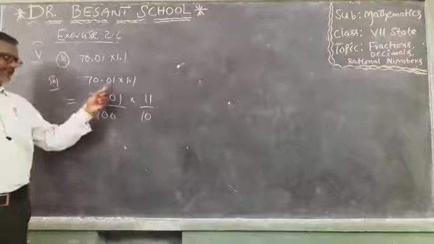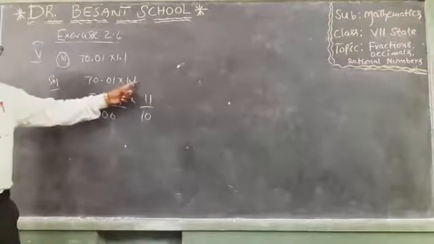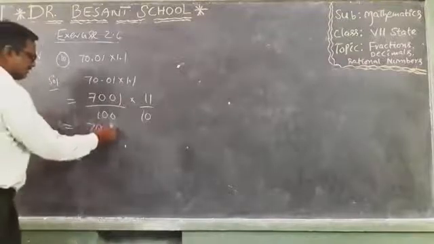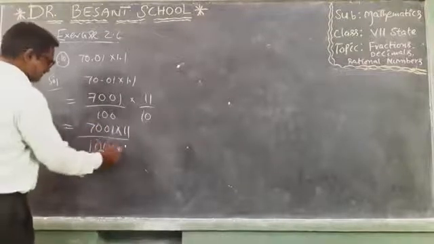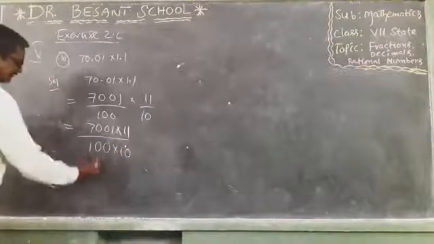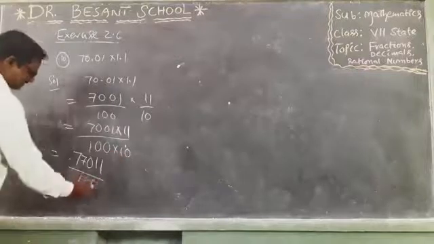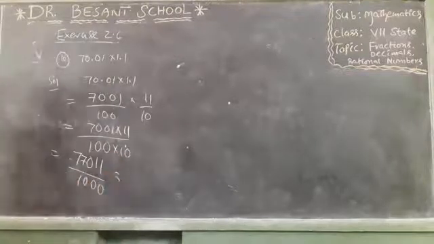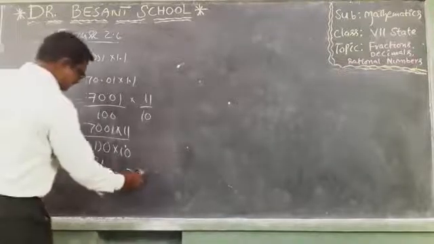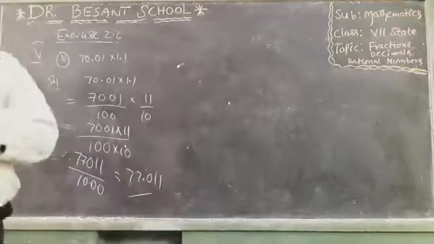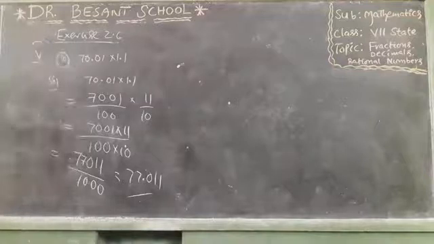Point after two digits are there, means we need to divide with 100. Point after one digit is there, means we need to divide 11 with 10. So this is 7001 into 11, numerator, by denominator 100 into 10. So 11 ones are 11, 11 zeros 0, 11 sevens are 77, by 100 tens are 1000. In 1000 three zeros are there, means we need to keep a point after three digits from right to left. 1, 2, 3. It comes as 77.011.